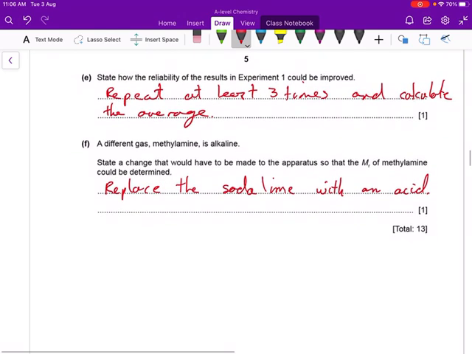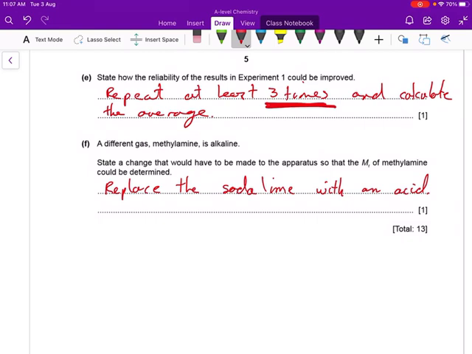Reliability. Now, the norm is that we repeat an experiment 3 times and then calculate an average. So you cannot just say repeat the experiment how many times. It needs to be specific. Repeat at least 3 times and then calculate an average. You'd not score the mark if you didn't mention 3 times.